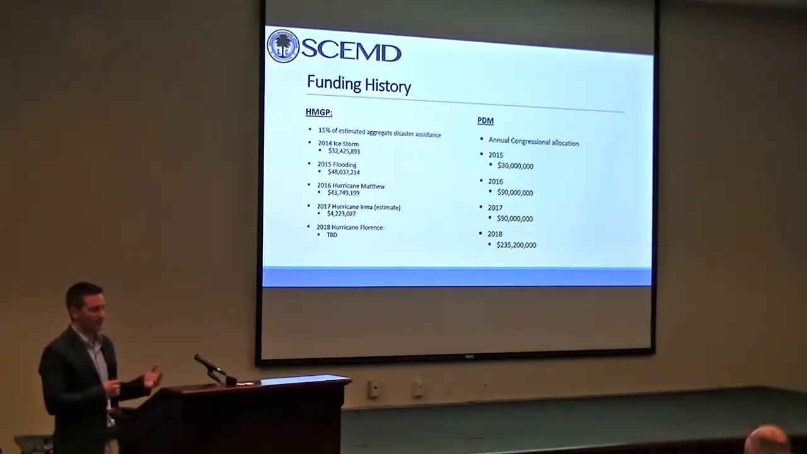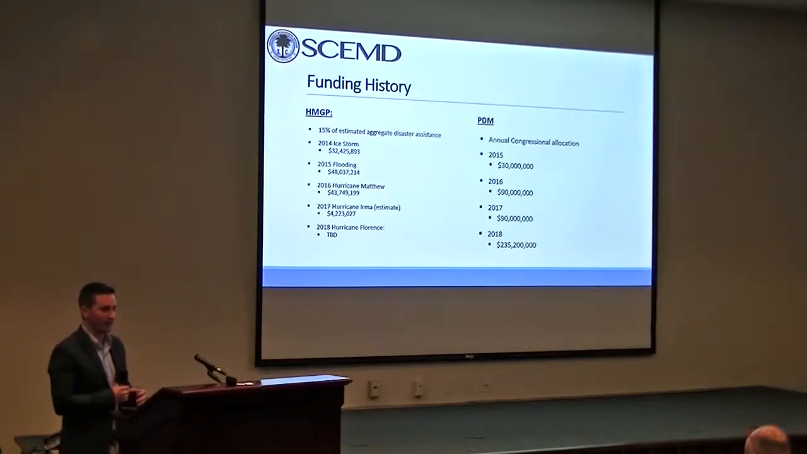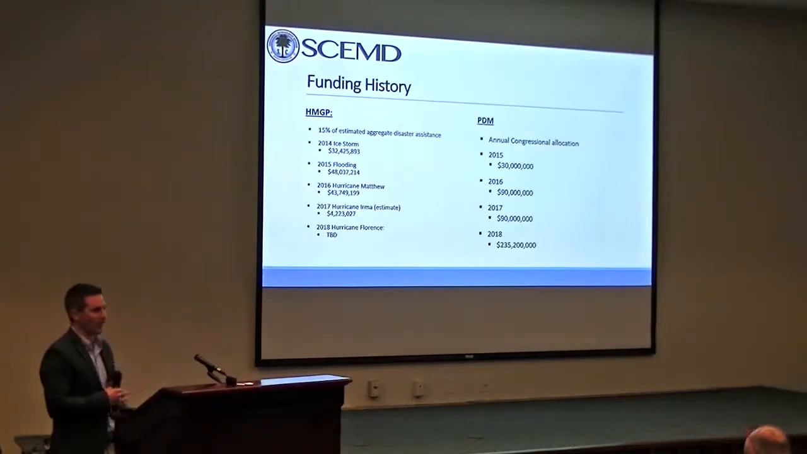For pre-disaster mitigation, again, it's up to Congress how much they want to allocate. In 2015, not a lot of money, but this year we've got $235 million. That's competitive nationwide. So that's a significant pot of money that all 50 states are clamoring over. So the sooner you get your application in, the sooner you get a chance to review it, the better the opportunity you have.